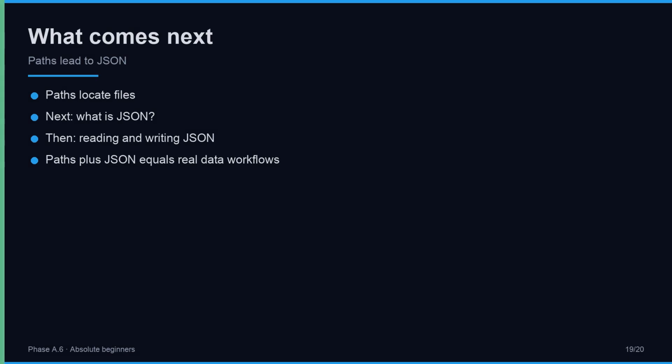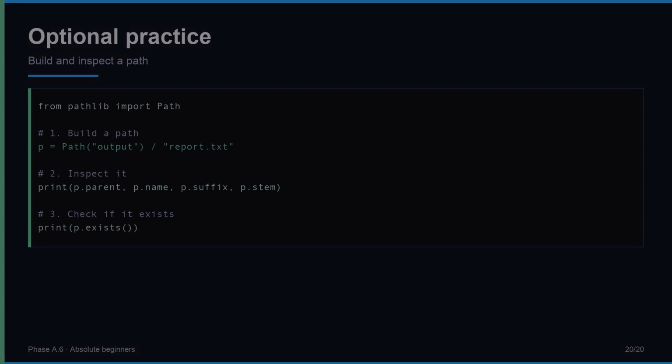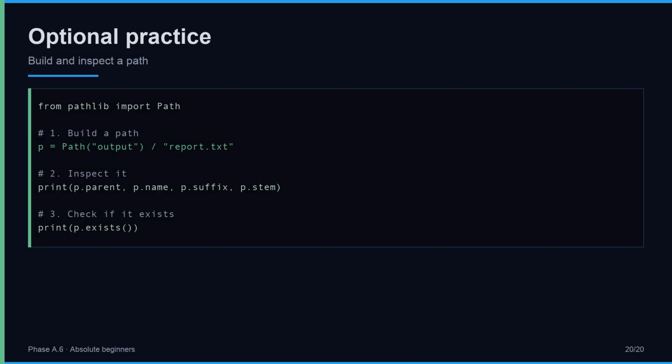You can now build and inspect file paths cleanly. But text files alone only hold lines of plain text. Real programs need structure, saving a list of settings, a dictionary of user data, a nested configuration. That is where JSON comes in. Next lesson introduces JSON, the universal format for structured data. After that, you learn to read and write JSON files using everything you know so far. JSON is next.